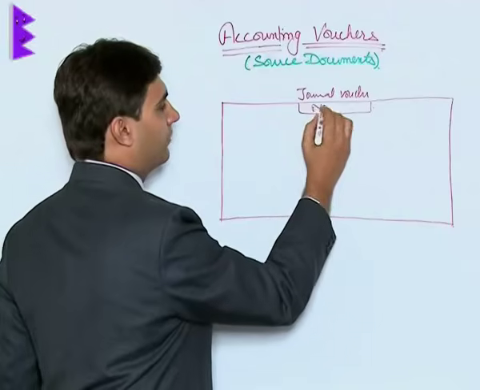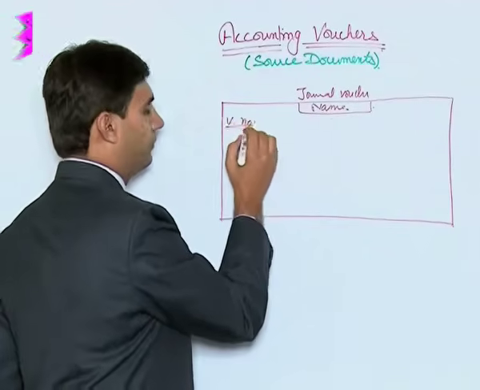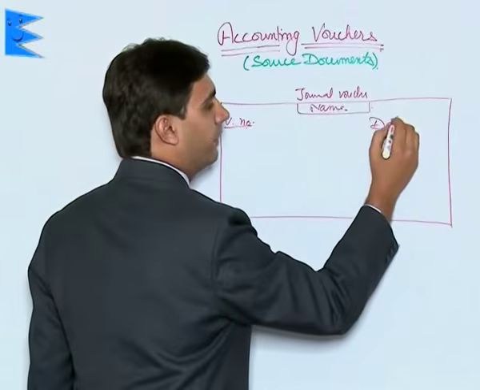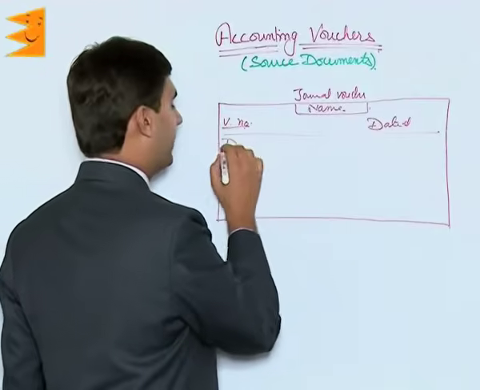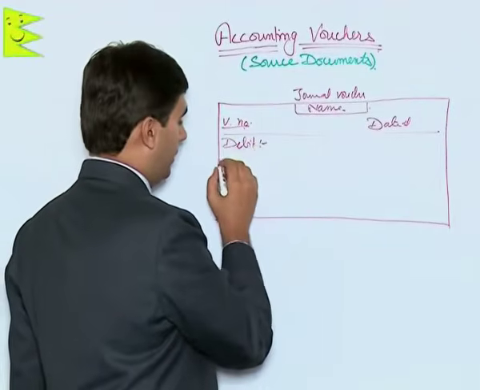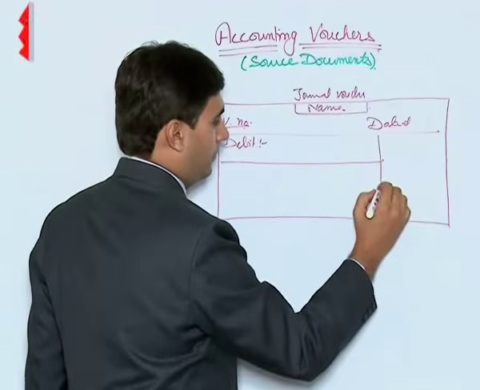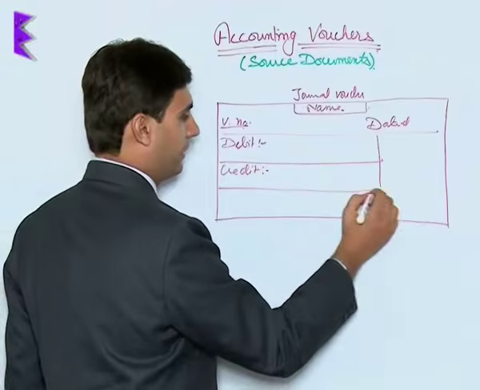So this is the name of the firm here. Voucher number. Dated. It has details of the accounts to be debited. Which account to be debited? It has the details of the account to be credited. Which account to be credited now?